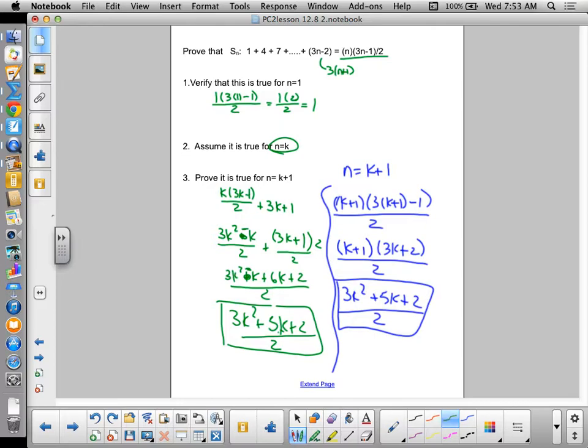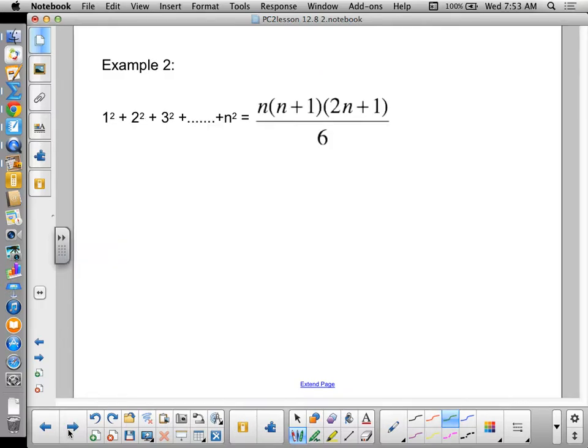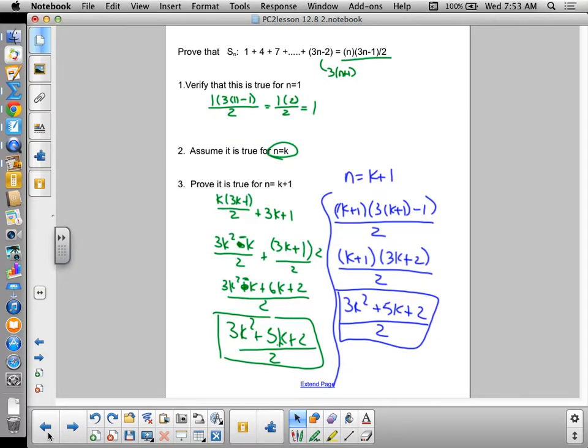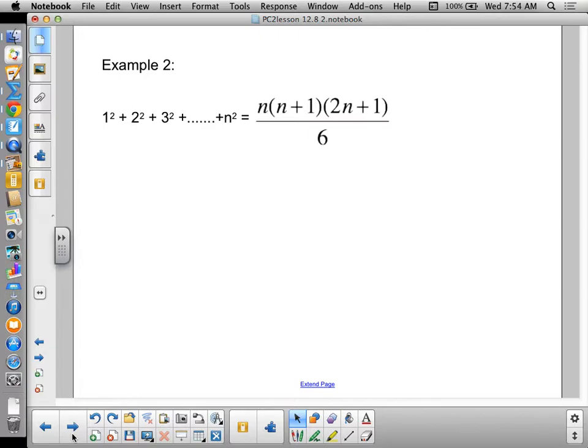Okay, that was a little bit weird. Let's do another one. For the second step, you don't do anything. You're just assuming that it's true for n equals k. So you make an assumption, and it's allowed to do that.